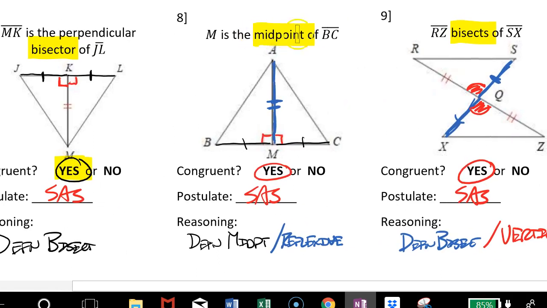Question number 8. Midpoint is the key part of number 8. We have the definition of midpoint means that BM is congruent to MC. We also have noted that AM is congruent to itself via the reflexive property. This gives us a triangle congruence theorem of side angle side.